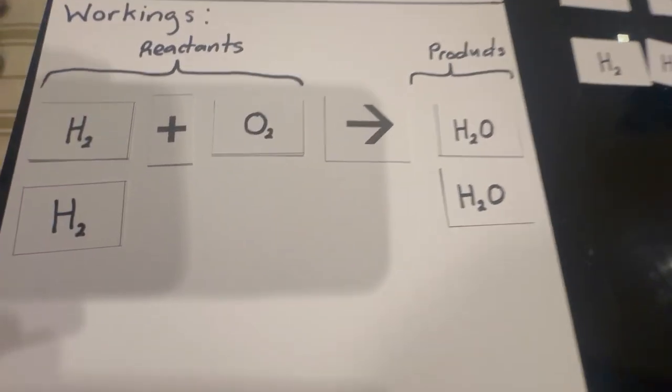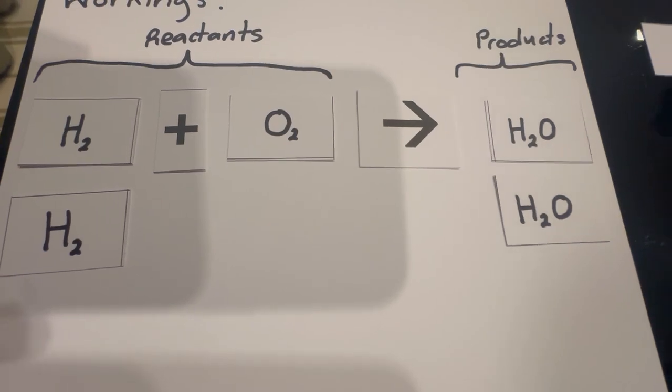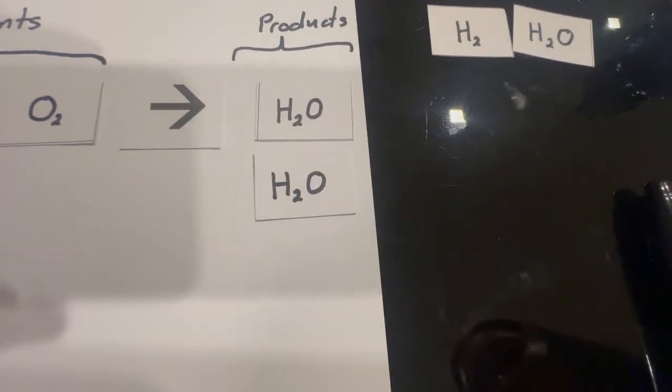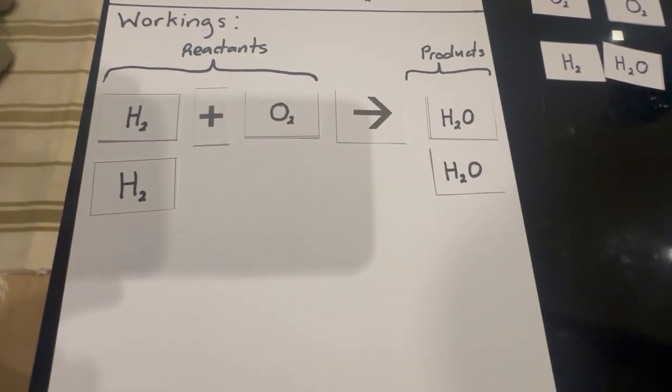How many oxygens do I have on the left side? 2. And on the product side? 2 as well. So this equation is now correct.